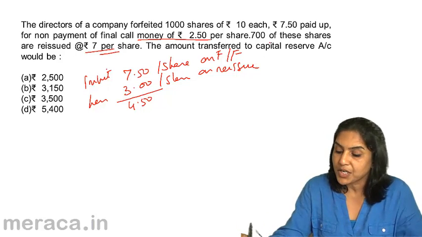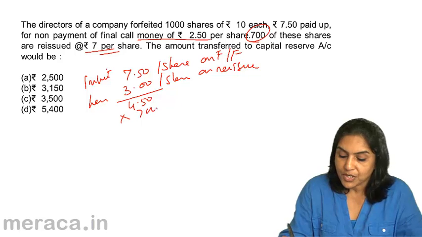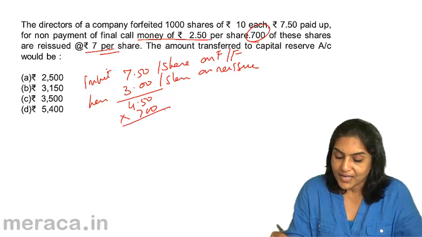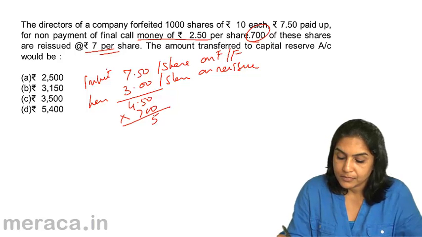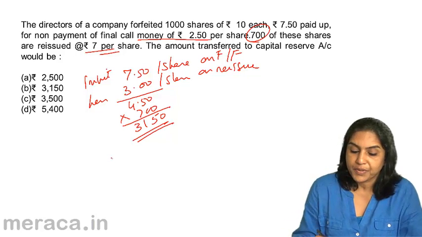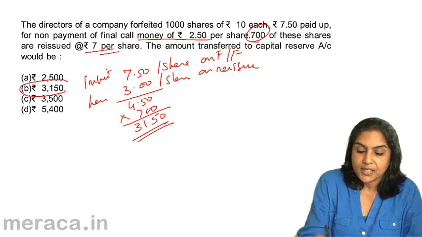How many shares were reissued? 700 shares were reissued. Therefore, what is the net gain? 3,150 should be the net gain. The correct answer should be B.